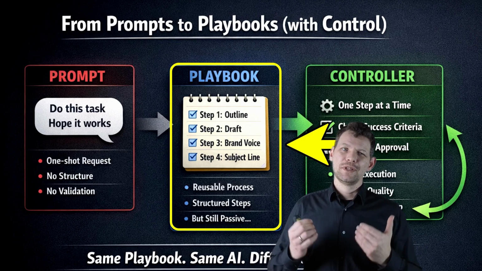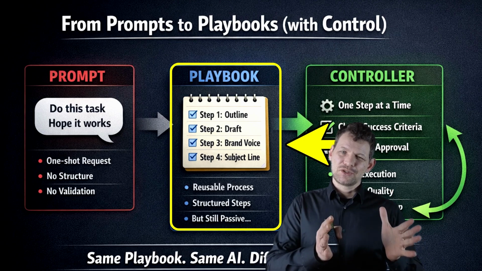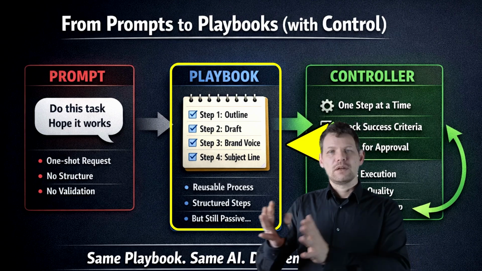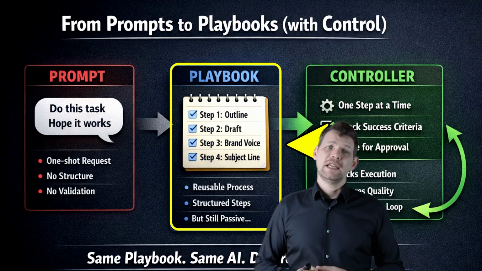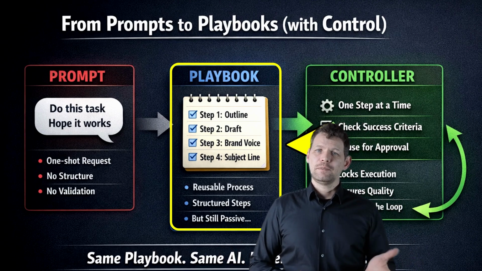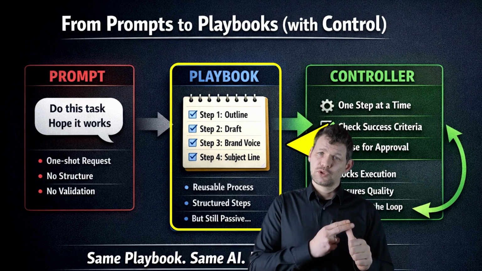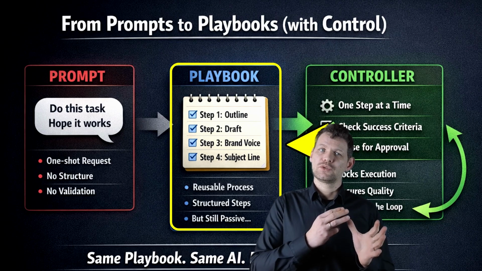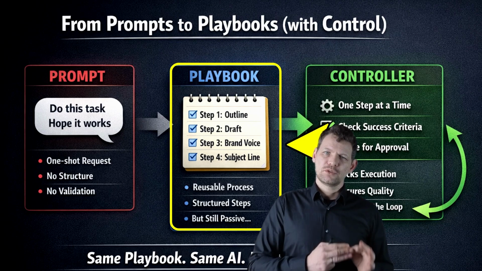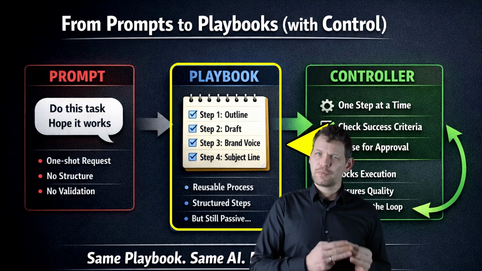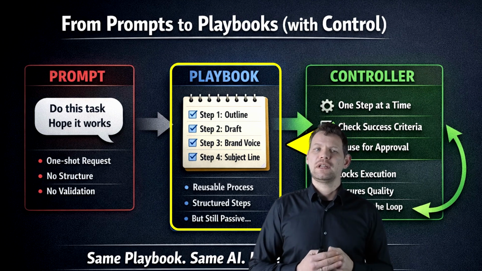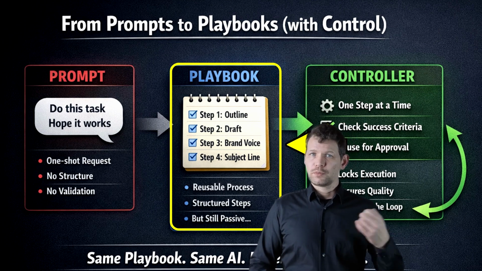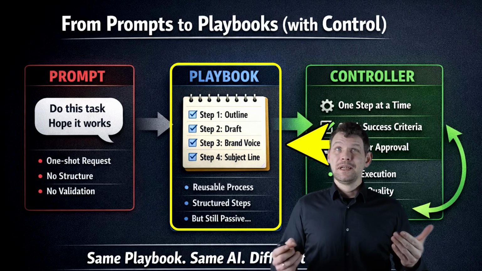So we're going to create instructions similar to having an employee, and now we're just going to add it to the AI. In this example, I wanted to complete 4 steps. I wanted to create an outline, make a draft, use the brand voice, and check the subject line. And this is a reusable project.